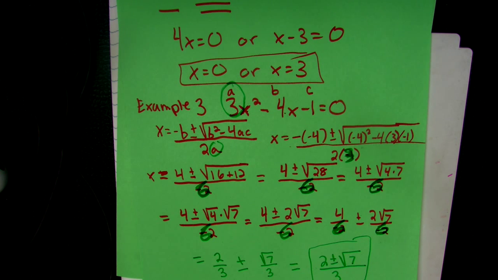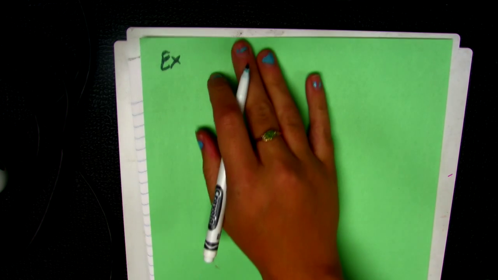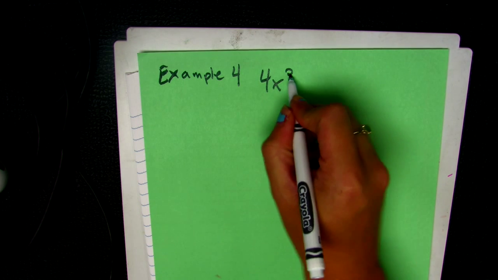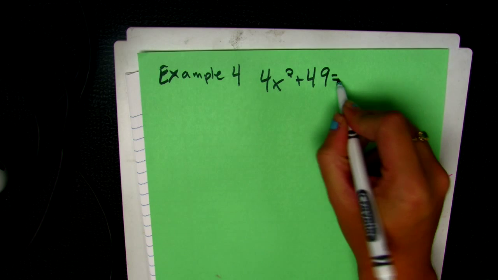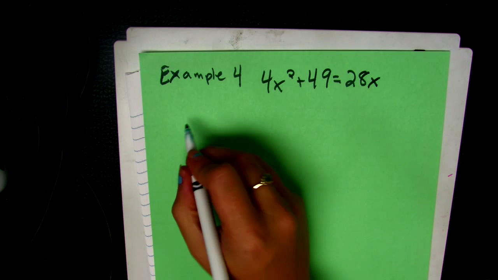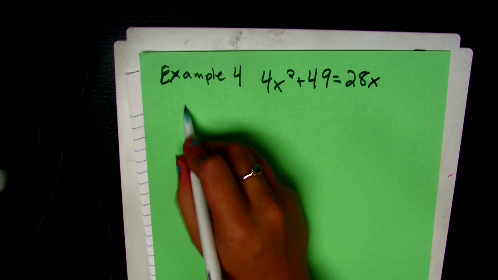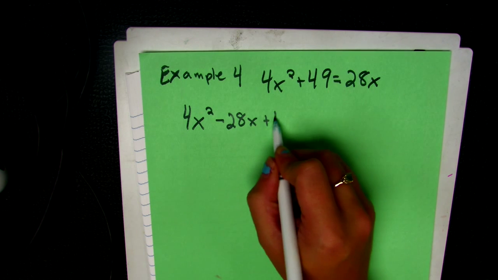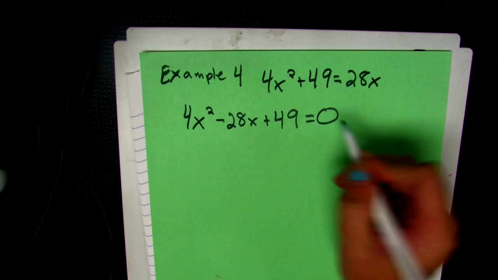All right, let's do another example. Example 4. Where we have 4x squared plus 49 equals 28x. So the first thing I want to do is I want to put this in general form. So I'm going to move that 28x to the other side. So I'm going to subtract 28x from both sides. So I get 4x squared minus 28x plus 49. And now it looks like it's in general form.